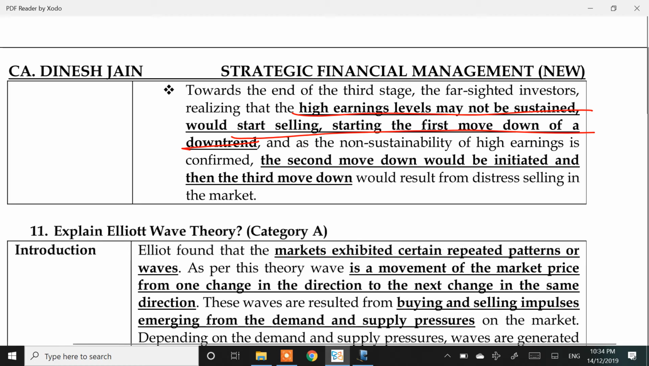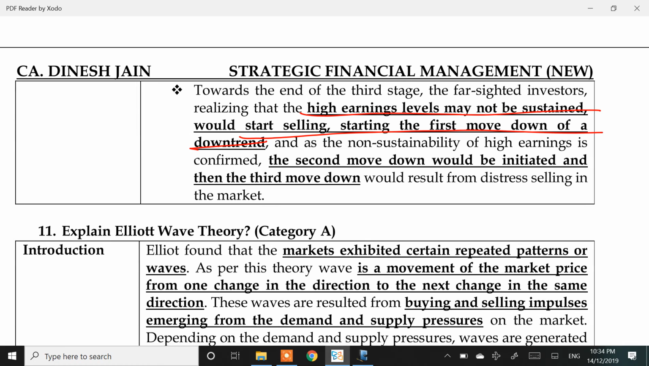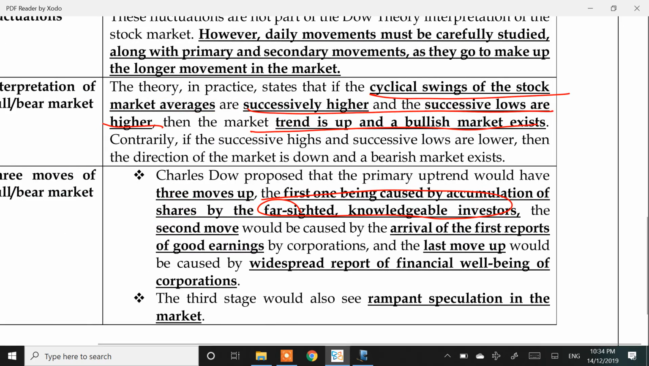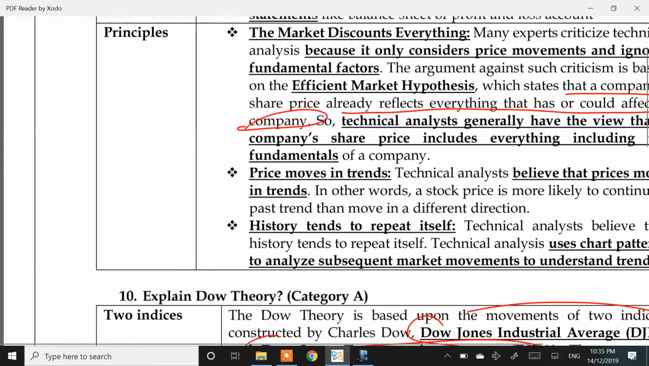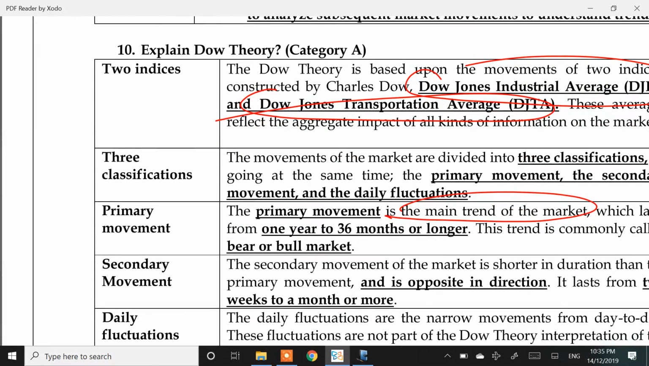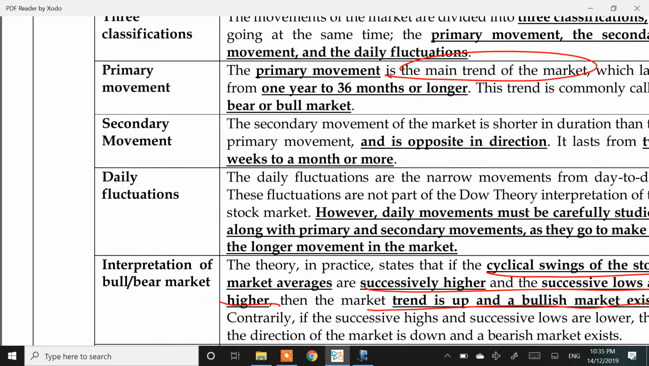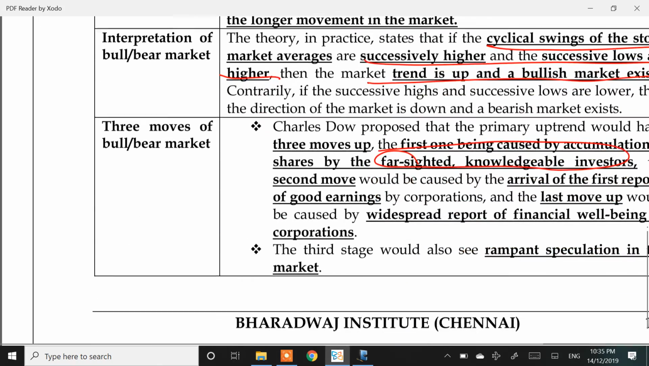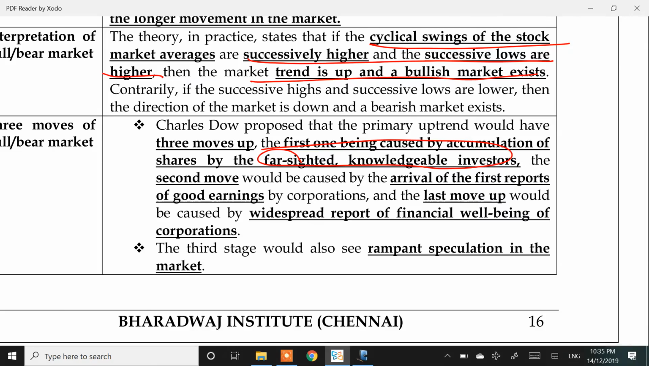Next, this was as far as the Dow theory is concerned. The Dow theory talked about two indices, three types of patterns or classifications: primary movement, secondary movement, and daily fluctuations. It covered how you interpret a bull market or a bear market, and what the three stages or three moves of a bull and a bear market are.